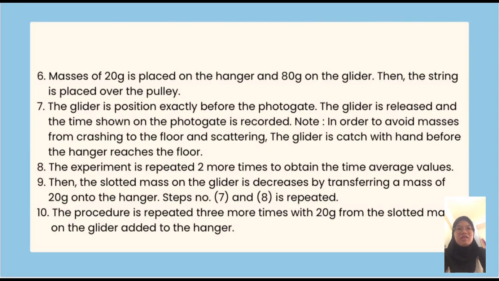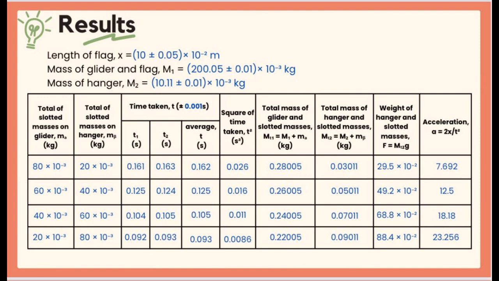Ninth, the slotted mass on the glider is decreased by transferring mass of 20 gram onto the hanger. Steps 7 and 8 are repeated. Tenth, the procedure is repeated 3 more times with 20 gram from the slotted mass on the glider added to the hanger. And now I will talk about our obtained results.